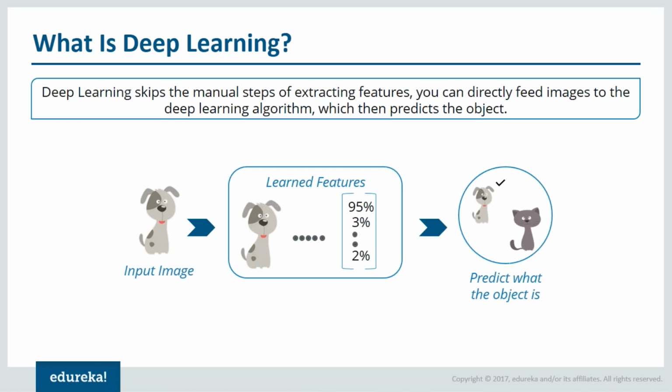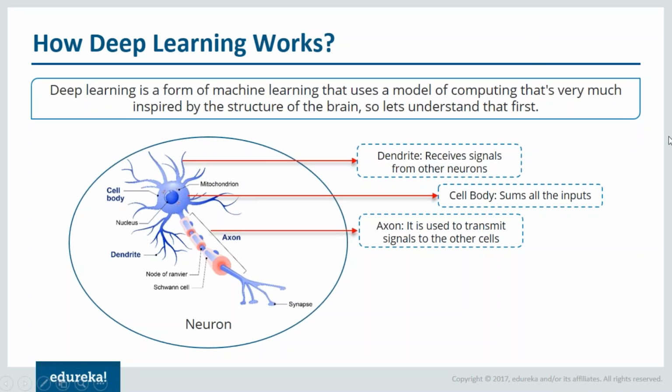All right, she's happy with the answer. Fine, guys, so we'll move forward and we'll understand how exactly deep learning works. So the motivation behind deep learning is nothing but the human brain.